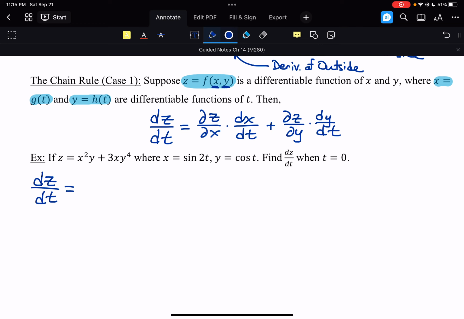This is going to be the partial derivative of z with respect to x. We'll go ahead and take that right now. That's going to be 2xy plus 3y to the fourth, times the derivative of x with respect to t. So that's going to be 2 cosine of 2t.